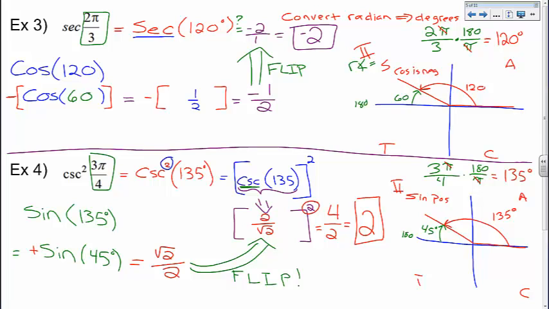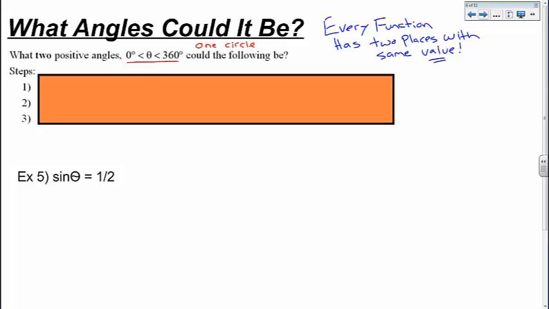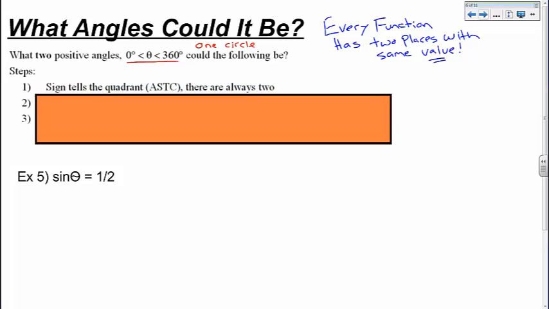And there's your answer. The next question we're going to consider is, what if you're given a function of theta equal to an exact value? What could theta equal that would give you that value if theta is between 0 and 360 degrees? Well, it turns out within the realm of that 360 degrees, that one circle, there are going to be exactly 2 values. To find these angles, we follow 3 simple steps. First, the sign of the exact value tells you in which quadrants the angles lie.